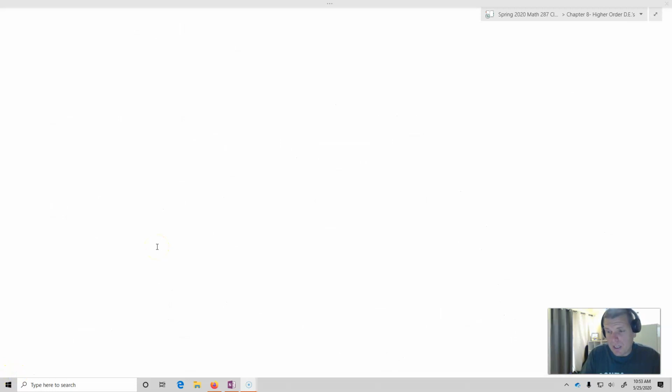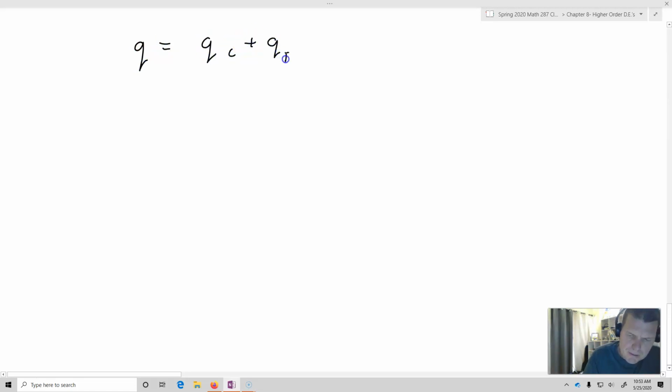So now we have QC. All we need to do is find QP. Oftentimes the method of annihilators is going to work quite well. So we know that Q is going to equal QC plus QP.